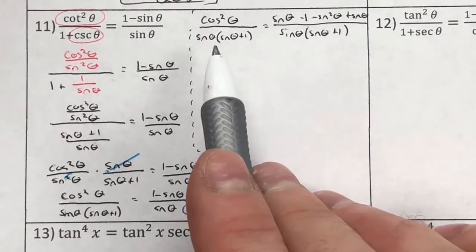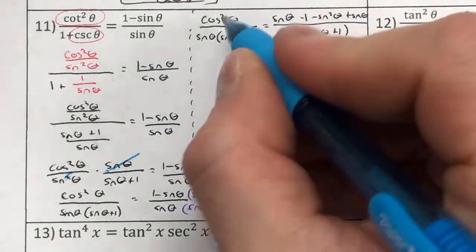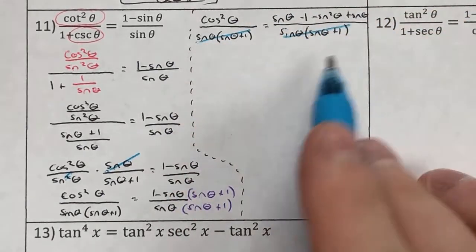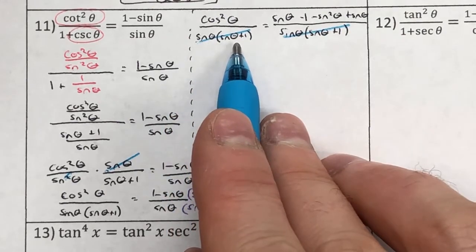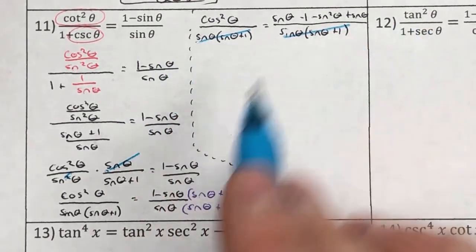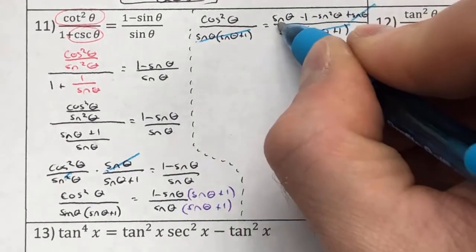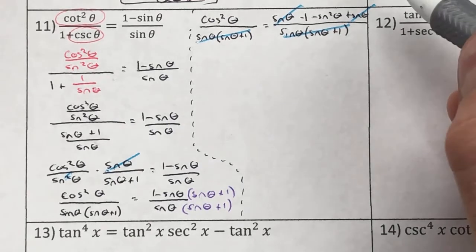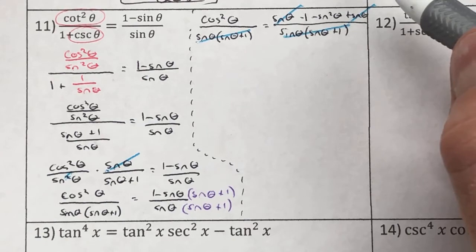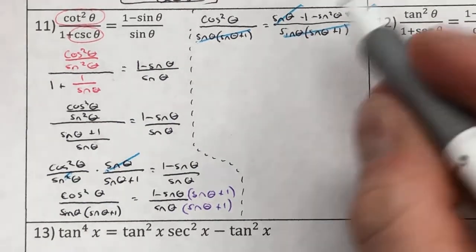And now that I see the fact that I have identical denominators, I can quite literally cancel them both out by theoretically multiplying both of these sides by sine of theta times the sine of theta plus 1. That would cancel out here and here. I'm just looking at the top. In addition to looking at the top, I see sine of theta minus sine of theta. Yeah, that is supposed to be a minus sign.